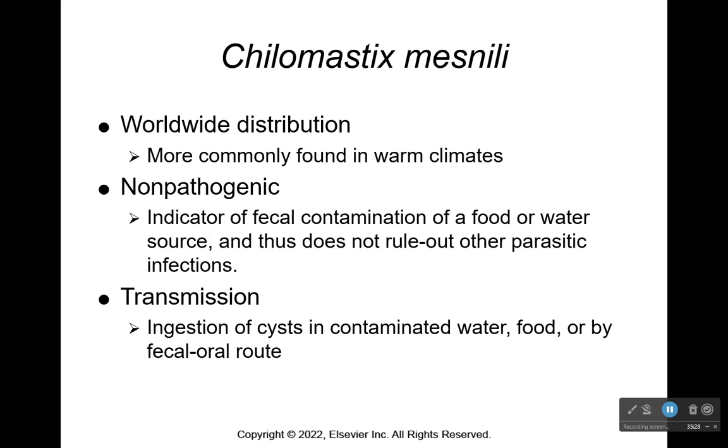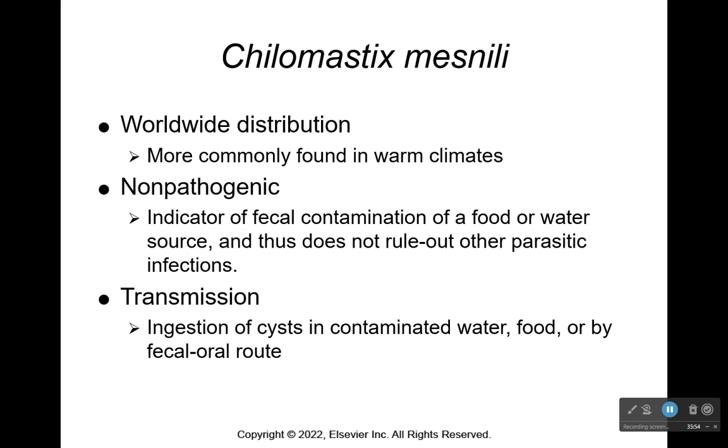Another one is called Chilomastix mesnili. This one is worldwide. This one is generally non-pathogenic also, but it does indicate contaminated water. You can get it from contaminated food, water, fecal-oral route. The picture for it is on the top of that same page.